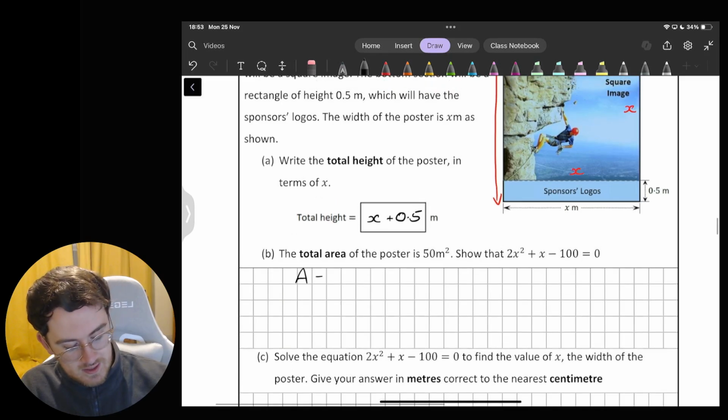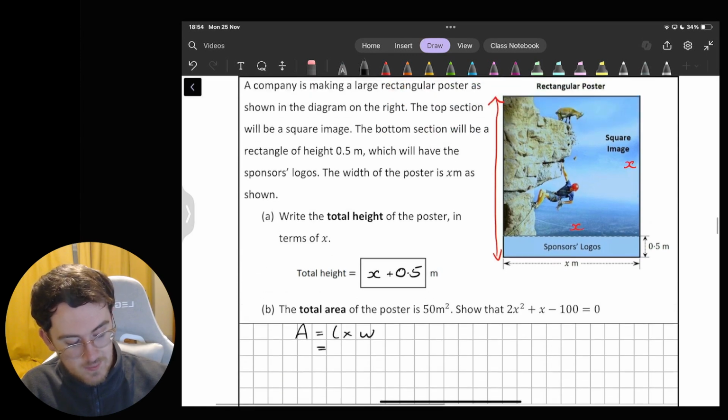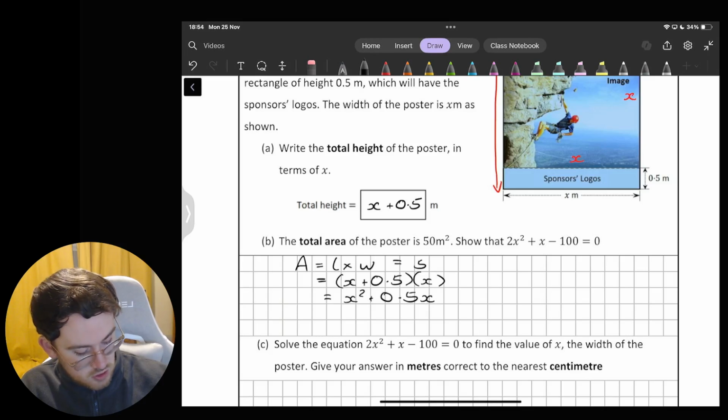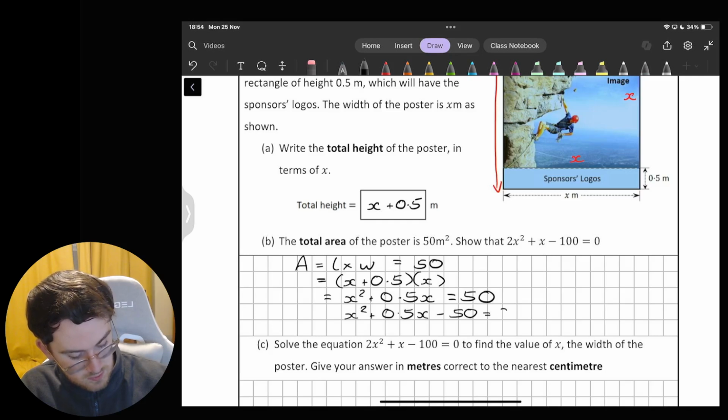Area of a rectangle is length times width. We know in this one it's nearly more height and width, so let's look at it that way. x plus 0.5 times x gives x squared plus 0.5x. We know the area should be 50. So x squared plus 0.5x minus 50 equals 0.